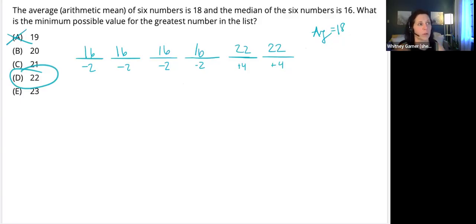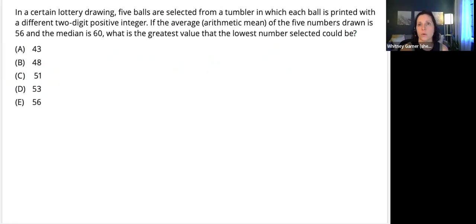So we did kind of a really weird and complicated one together. Let's try one that's the same idea, same structure, but I want you to try one on your own. So give this one a go.